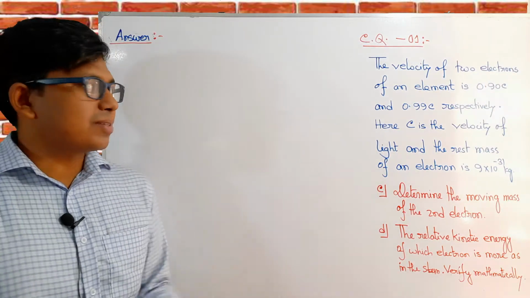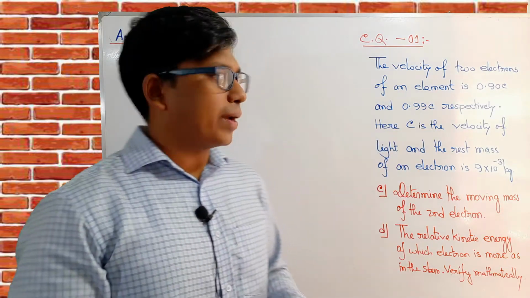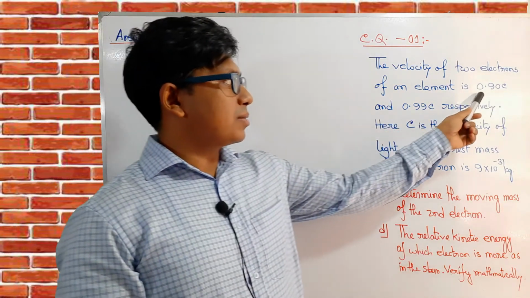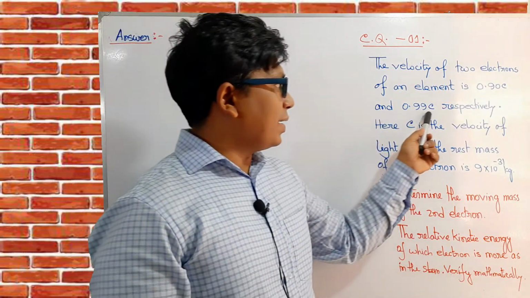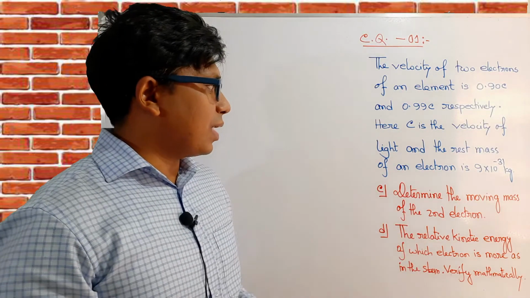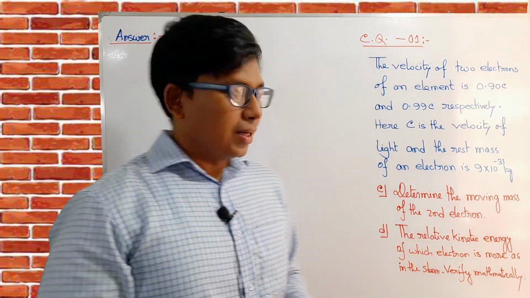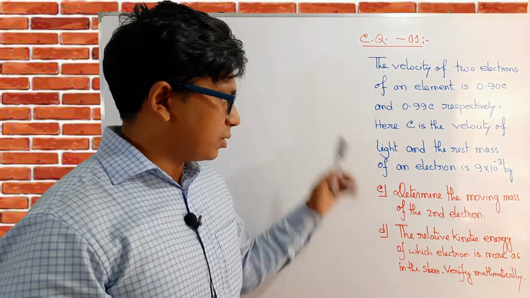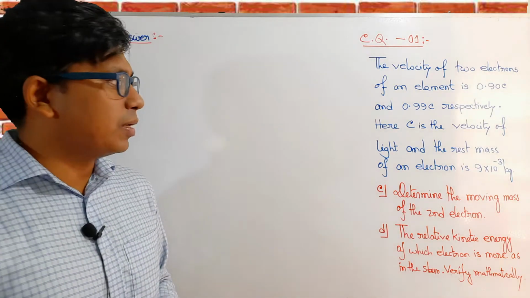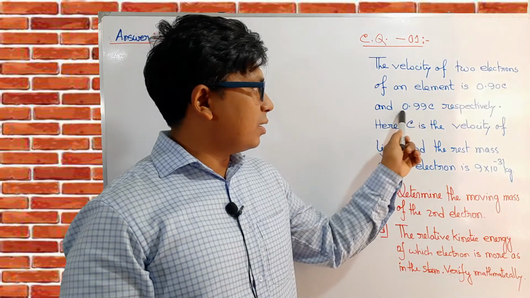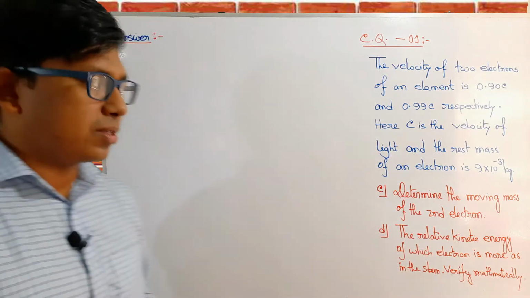Students, here is our first CQ for today. The velocities of two electrons are 0.9 c, that means almost 90% of the velocity of light, and 0.99 c respectively. Here c is the velocity of light, and the rest mass of an electron is given as 9 into 10 to the power minus 31 kg. Determine the moving mass of the second electron. The second electron is the electron moving with 0.99 c velocity. The first one is moving with 0.90 c velocity.